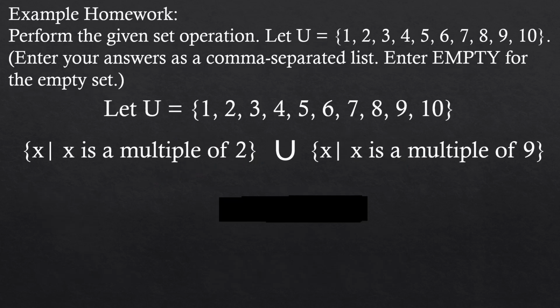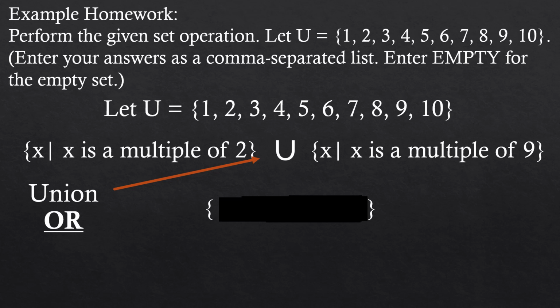Let's look at one more example using the same universe. And this is a set that says the set of all x's such that x is a multiple of 2, with a union of the set of all x's such that x is a multiple of 9. Okay, so this is a union, so we're looking at either or. So I'm going to take a look at my set.